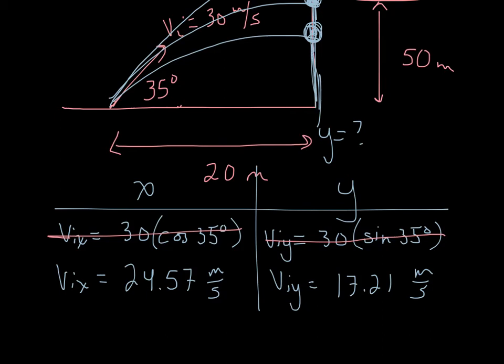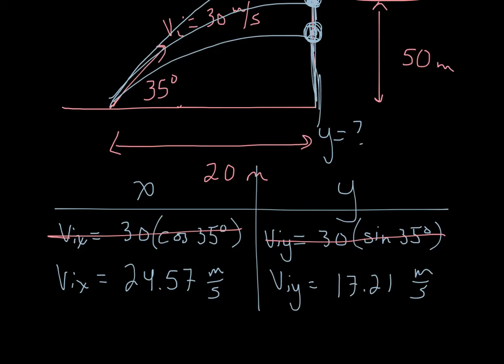I know there's more VIX than VIY. How come? The angle is less than 45. Here's 45. If it's less than 45, it's going to be more horizontal. So VIX is definitely bigger than VIY in this problem.